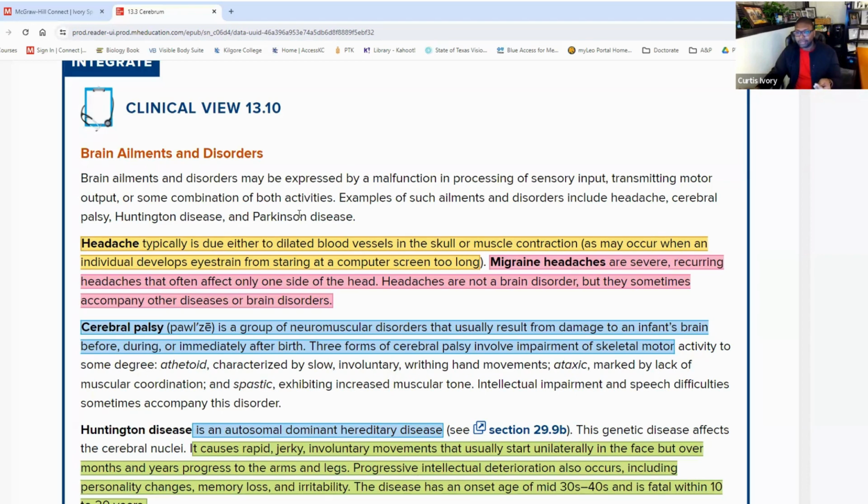Migraines, on the other hand, are usually severe recurring headaches, often on one side of the brain. Headaches aren't a brain disorder, but they can feel like one. Migraines are essentially a baby seizure.